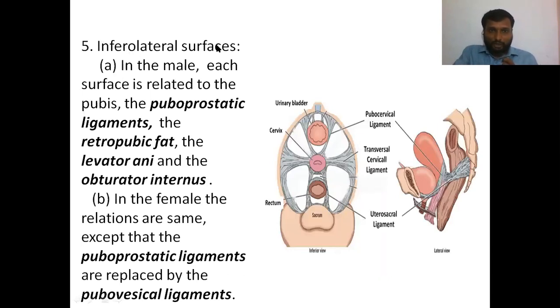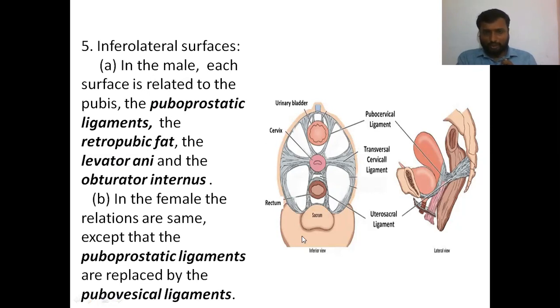Now the infralateral surface. The infralateral surface is related to retropubic fat, levator ani muscle, and puboprostatic ligaments in case of males. The ligament which runs from the pubis to the prostate is known as the puboprostatic ligament. In females, the prostate is absent, so there we have another name for that ligament, the pubovesical ligament. Pubis to vesicle, so pubovesical ligament. Those are some of the relations of the infralateral surface.